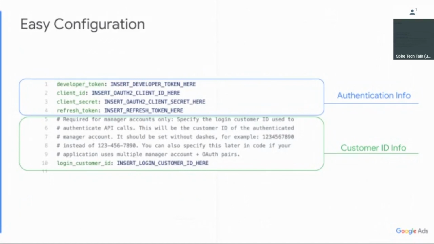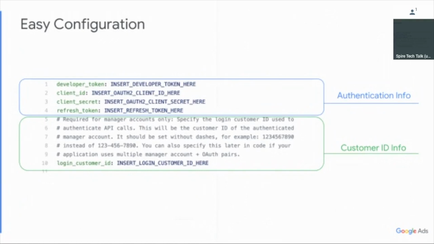So the configuration typically has two sections. The first is the authentication info. There is the developer token. This is what you use as a license of sorts to make the API calls. Then the client ID and the client secret that you created in your cloud project. And the refresh token is generated by running the authenticate in an application, the code example.